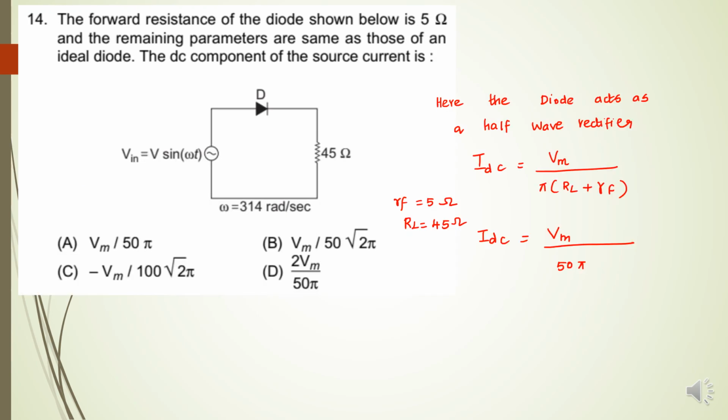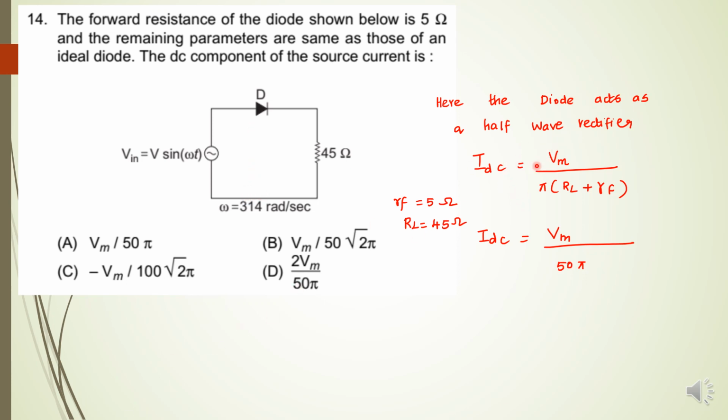Next problem, 14. The forward resistance of the diode shown below is 5 ohm and the remaining parameters are the same as those of an ideal diode. Find the DC component of the source current. Here the diode acts as a half-wave rectifier. So what is the DC component of the current?